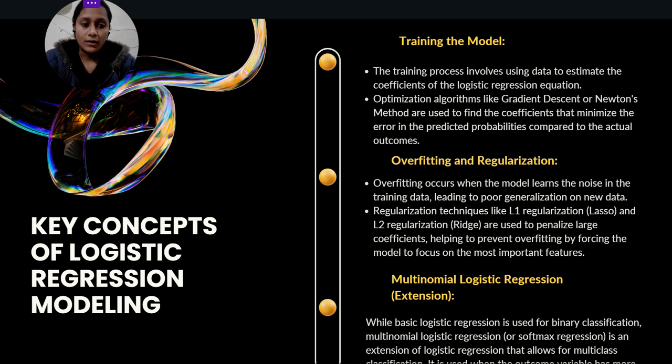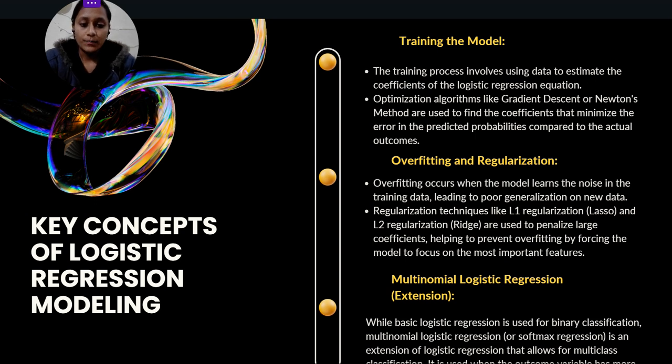Next is overfitting and regularization. Overfitting occurs when the model learns the noise in the training data, leading to poor generalization on new data. Regularization techniques like L1 regularization and L2 regularization are used to penalize large coefficients, helping to prevent overfitting by forcing the model to focus on the most important features.